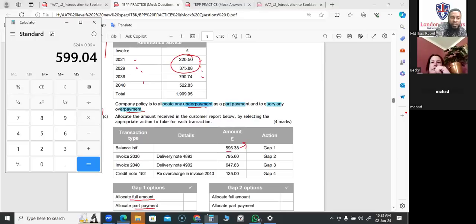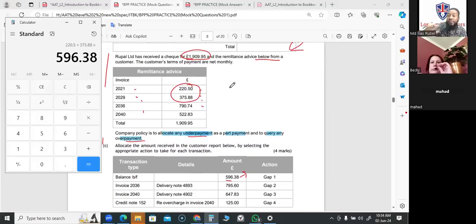We need to check it. 220.5 plus 370.88. It does. There's no problem. It has balanced. This is a remittance advice. Remittance advice is a note from the party. They're looking for the money.